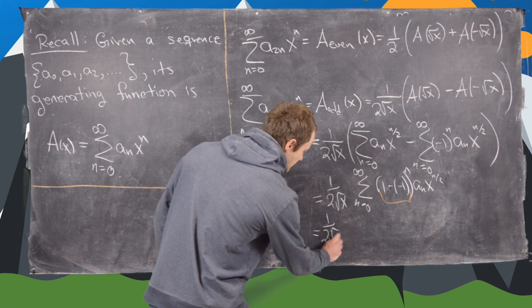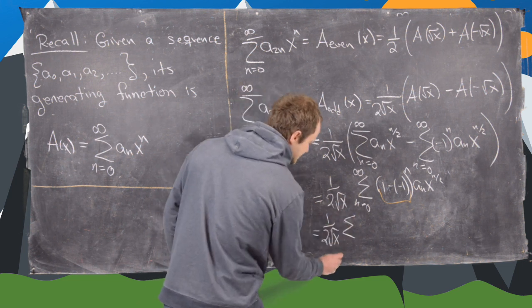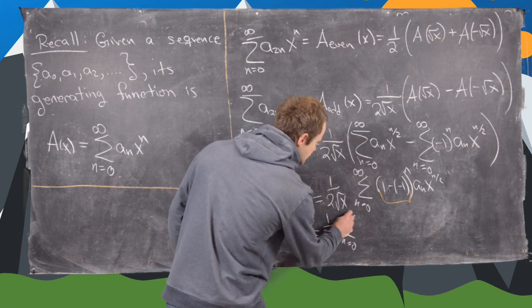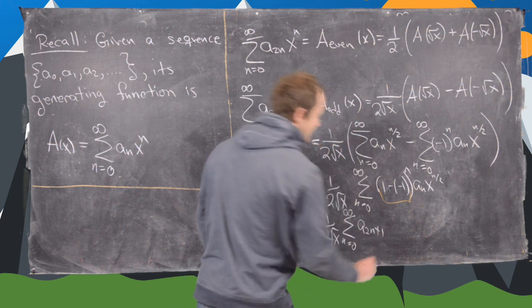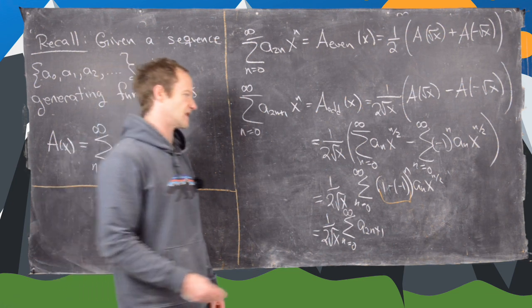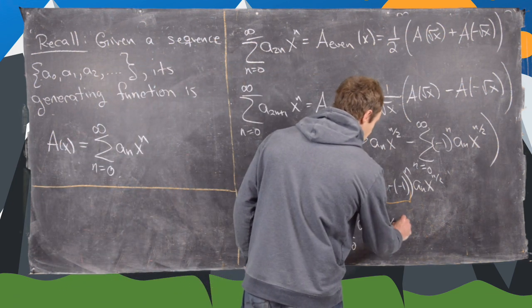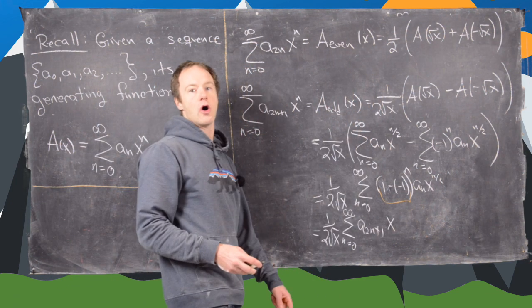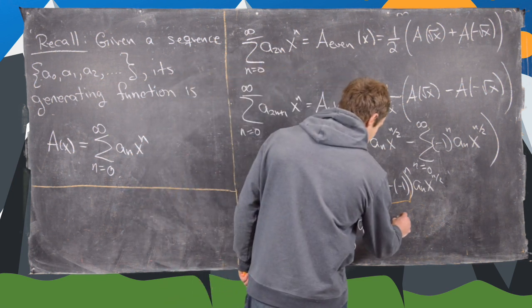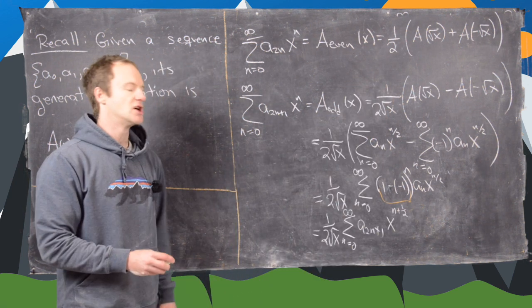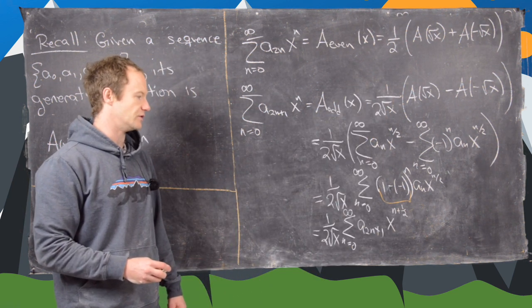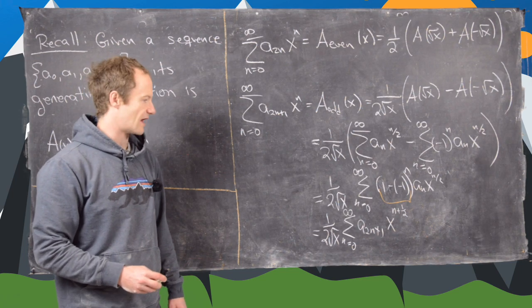So this is 1 over 2 root x, and then the sum n equals 0 to infinity of a sub 2n plus 1, because only we have the odd terms left, and then x to the (2n plus 1) over 2, so that's going to be the same thing as x to the n plus 1/2. So let's reiterate, (2n plus 1) over 2 will be n plus 1/2.